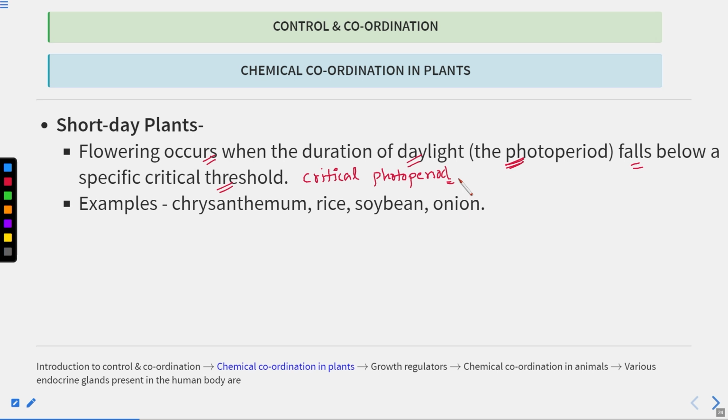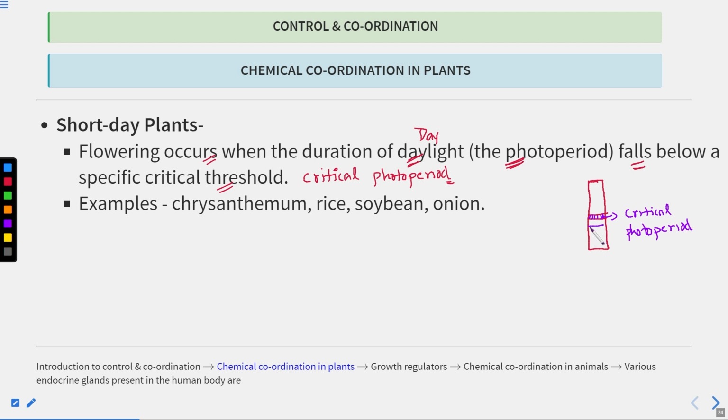Okay, so these short day plants, they flower when the duration of the day, you can say, or the duration of the daylight, is less, or it falls below this critical threshold, this critical photoperiod. Okay, this is clear. So suppose this is the length of the day. Okay, a day is of 24 hours. So this is the critical photoperiod. Okay, here. So this represents the critical threshold or the critical photoperiod. All right, then these plants will flower when the day length is less than the critical photoperiod.